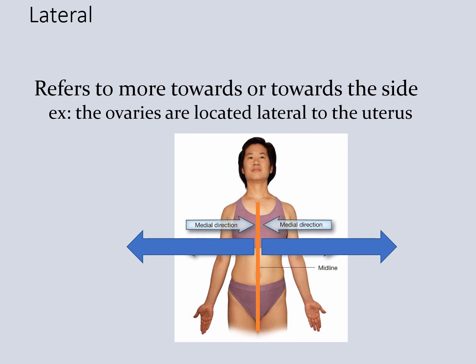Something that's located farther from the midline of your body is lateral then. Your ovaries are located lateral to the uterus is the example that they have here. Your ears are lateral to your nose because your ears are located farther on the side than your nose is. Your shoulders are lateral to your collar or to your sternum, your breastbone.